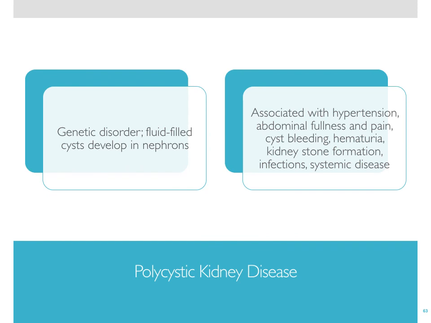So I told you that we would talk about polycystic kidney disease. Remember, that was that very first slide for this chapter. And you saw all of those almost like blisters and bubbles on the kidney and inside of the kidney. It's a genetic disorder that results in fluid-filled cysts, and it develops in the nephrons. It's associated with hypertension, abdominal fullness and pain, cyst bleeding and hematuria, kidney stone formation, infections, and systemic disease.